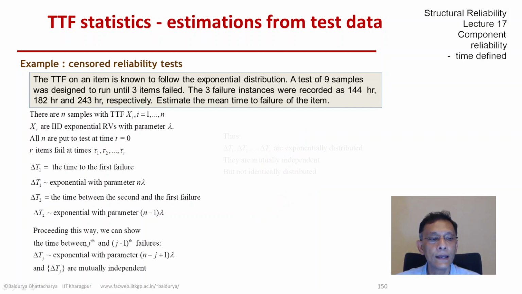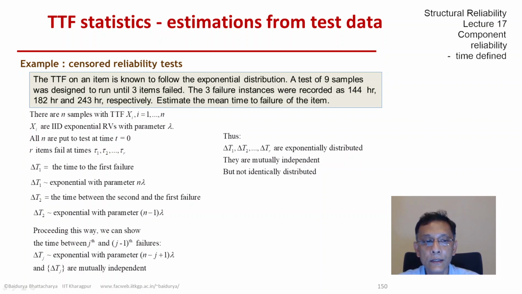So proceeding this way, we can show that the time between any two successive failures, delta tj, will be exponential with parameter n minus j plus 1 times lambda, and all the delta tj's are mutually independent. So we have come to a good point in this derivation, in solving this problem, is that the times between the successive failures, they are exponential, they are mutually independent, but they are not identically distributed.